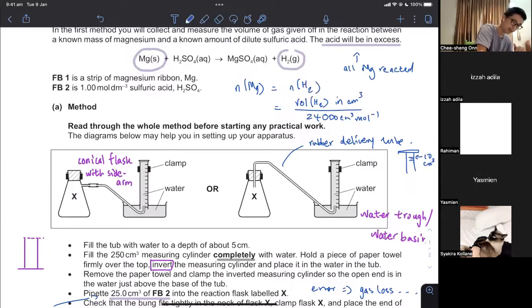And then you have the mass of magnesium, you have the relative atomic mass of magnesium. Altogether, this is what you want, this is what you have. Unit manipulation is very important. Find the Ar of magnesium.